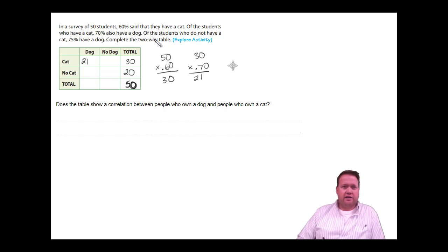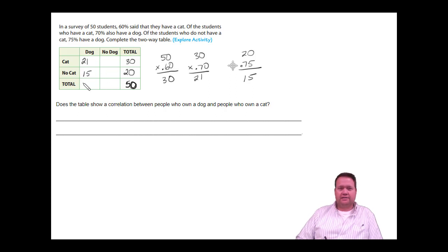Now let's read the last part of the problem. Of the students who do not have a cat, that's this number right here, 20, 75% of these students do have a dog. So 75% of 20 are going to go in this box right here. So people that don't have a cat, 20 students don't have a cat, 75% of them do, though, have a dog. And if you multiply that out, you're going to get 15. So out of these 20 non-cat owners, 15 of them have a dog.